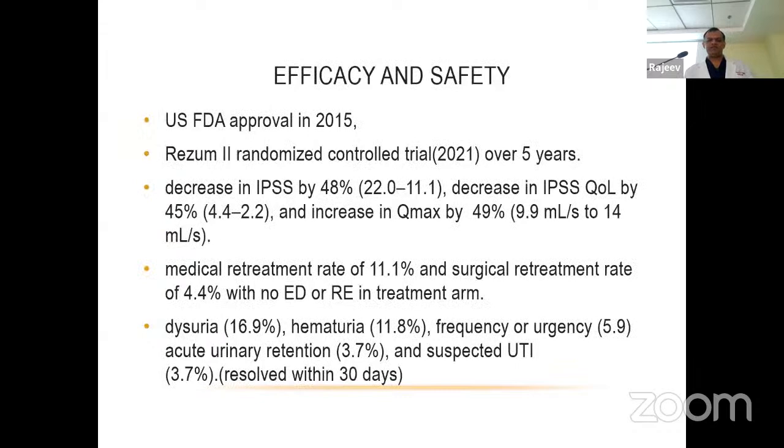Efficacy and safety were investigated in the Rezum II trial, and it showed a significant decrease in IPSS and IPSS quality of life and an increase in Qmax.